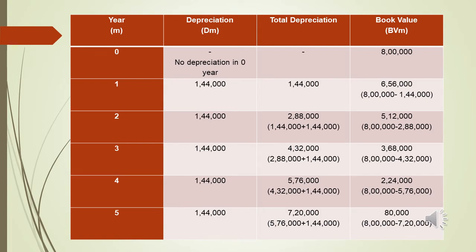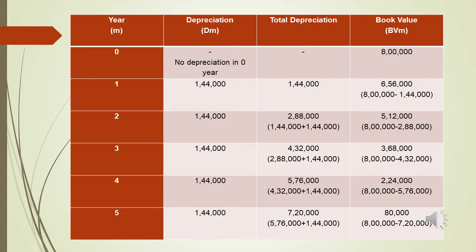Similarly, 2,88,000 plus 1,44,000 will give me 4,32,000. That is the total depreciation for third year. So for fourth year, how will I calculate? I'll calculate total depreciation of third year plus depreciation, that is 1,44,000. That will give me 5,76,000.